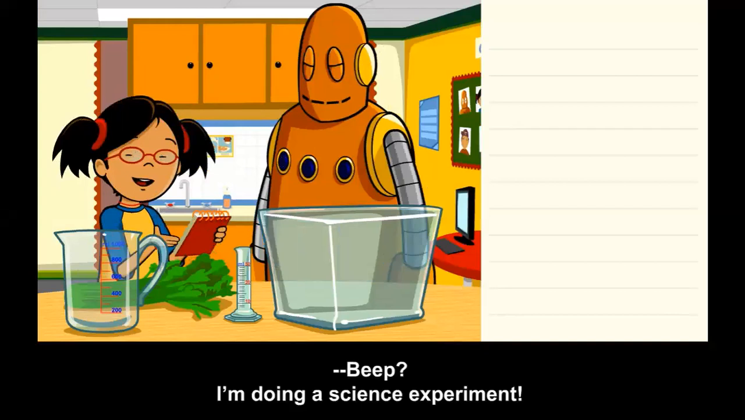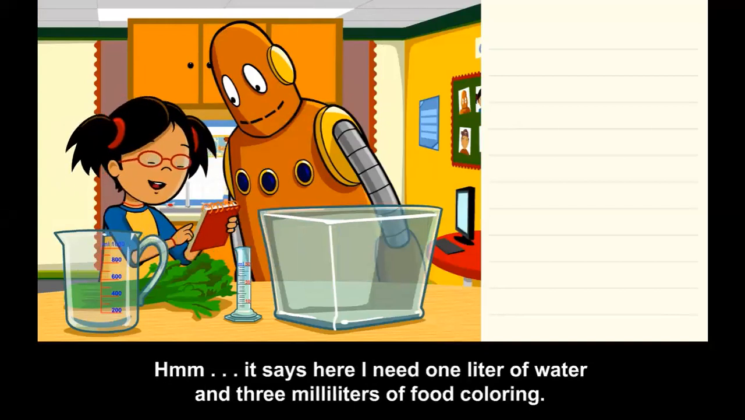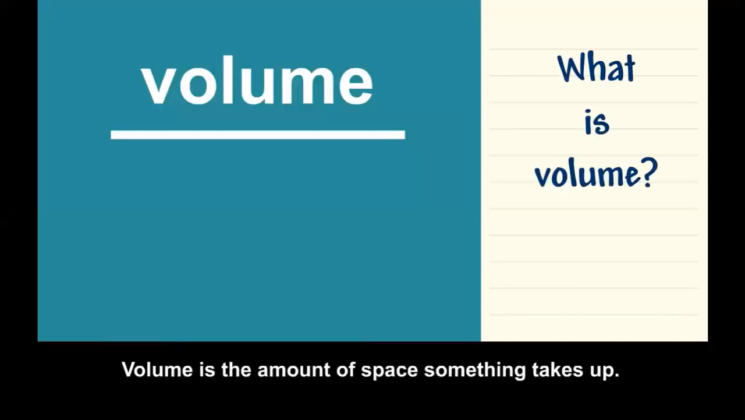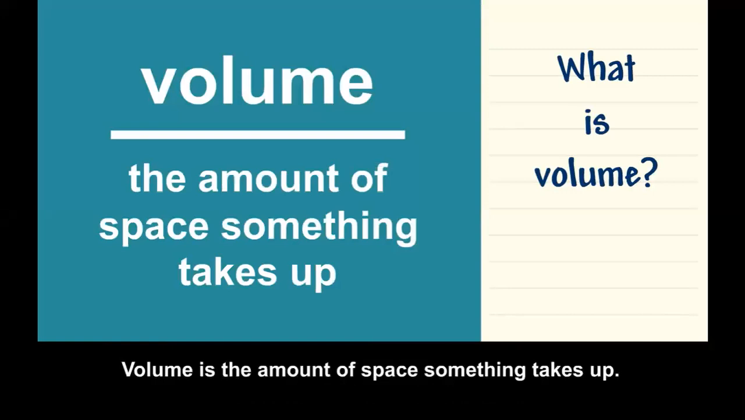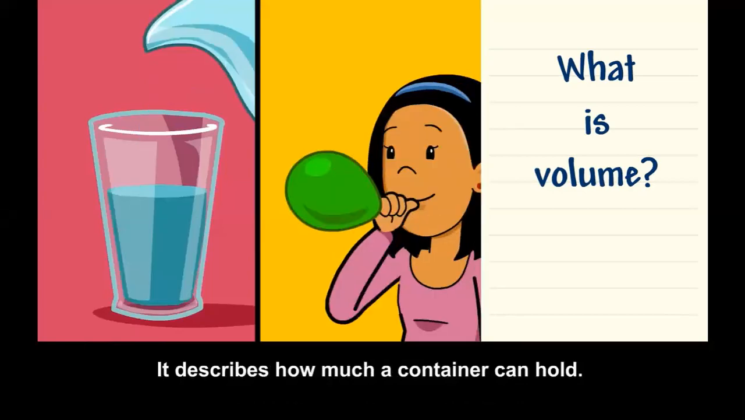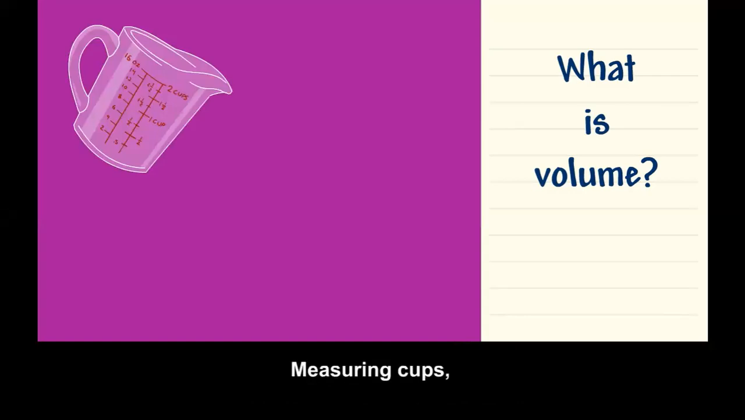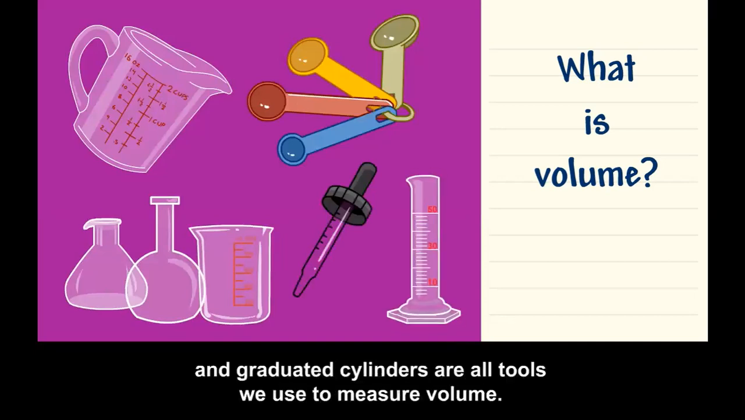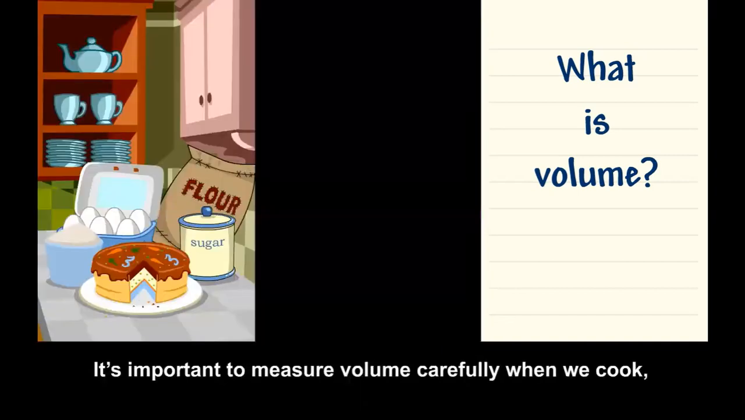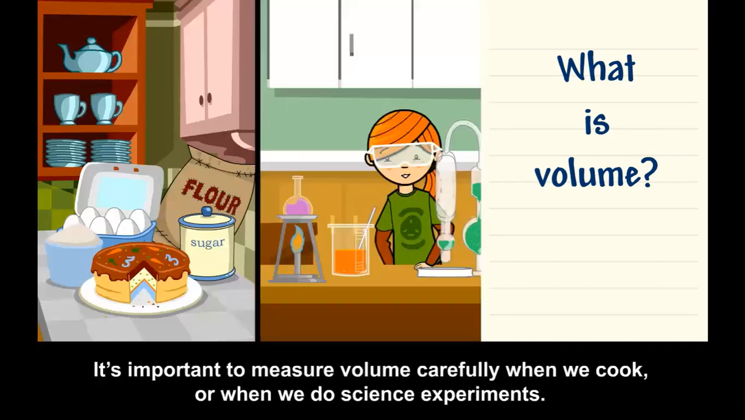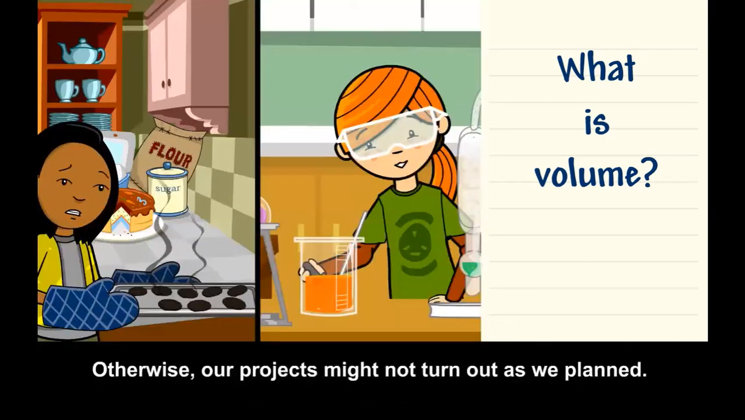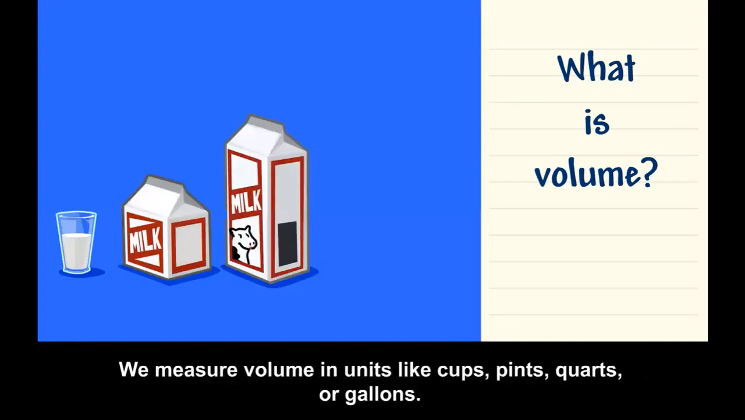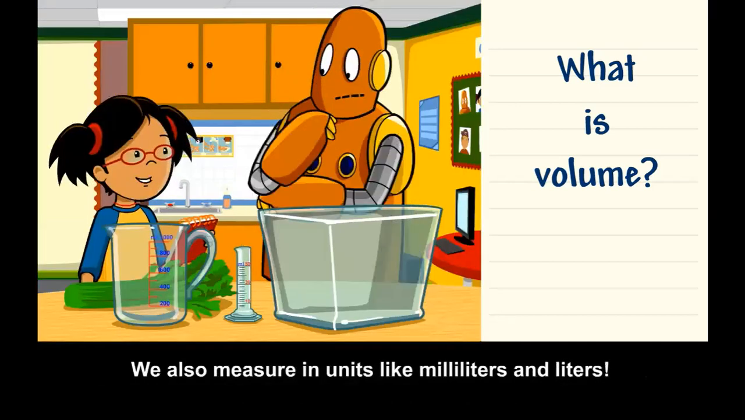I'm doing a science experiment. It says here I need 1 liter of water and 3 milliliters of food coloring. What is volume? Volume is the amount of space something takes up. It describes how much a container can hold. Measuring cups, measuring spoons, beakers, droppers, and graduated cylinders are all tools we use to measure volume. It's important to measure volume carefully when we cook or when we do science experiments. Otherwise, our projects might not turn out as we planned. We measure volume in units like cups, pints, quarts, or gallons. We also measure in units like milliliters and liters.